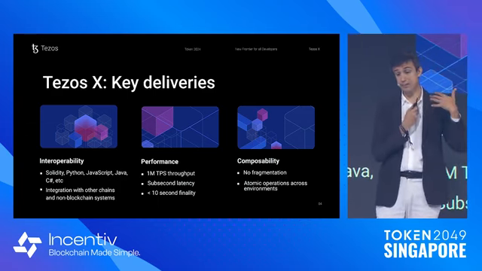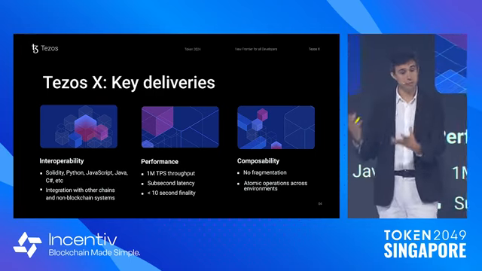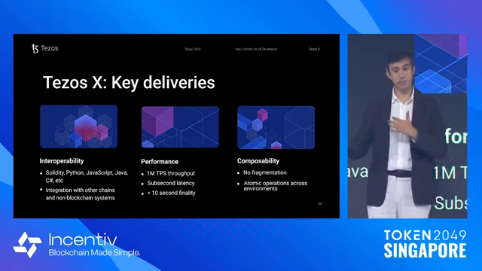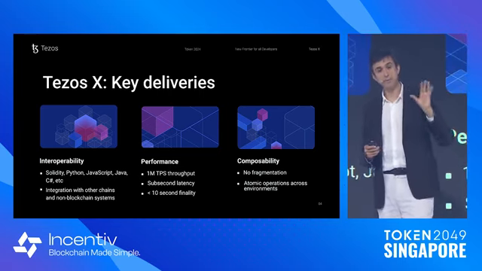Interoperability means interoperability in terms of code. You want to be able to reuse those libraries. You want to be able to reuse this human capital that exists out there. But it can also mean integration with other chains, and also non-blockchain systems. Now, what powers this interoperability is performance.